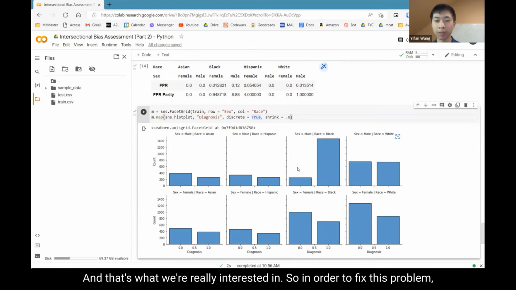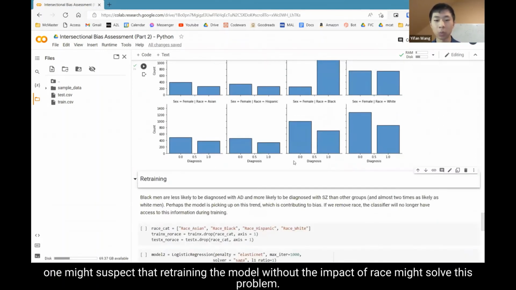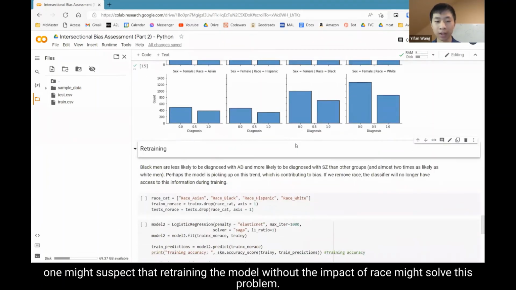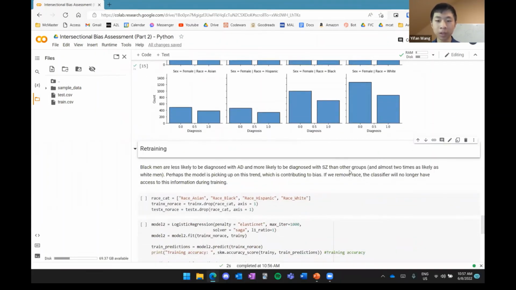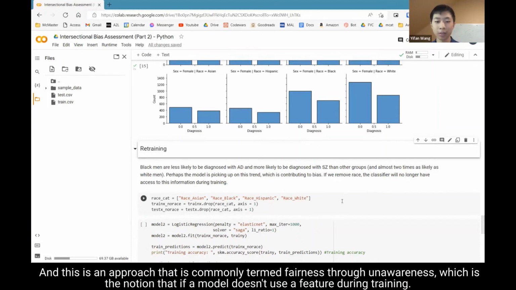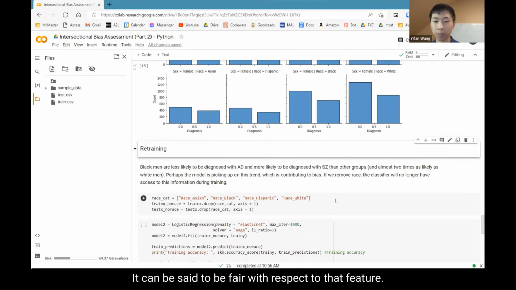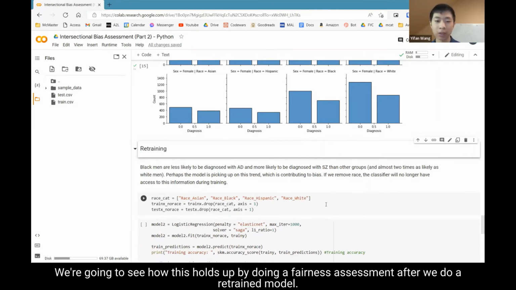So in order to fix this problem, one might suspect that retraining the model without the impact of race might solve this problem. So if we remove race, perhaps this classifier will no longer have access to this information and as such be fair with respect to it. And this is an approach that is commonly termed fairness through unawareness, which is the notion that if a model doesn't use a feature during training, it can be said to be fair with respect to that feature.